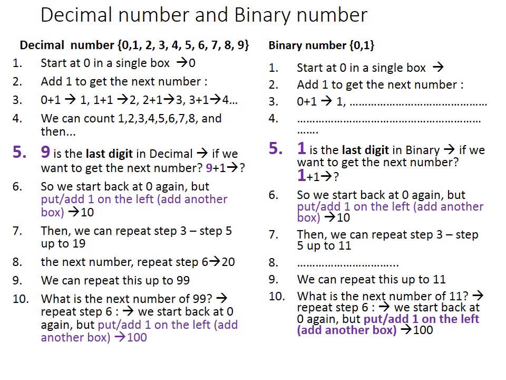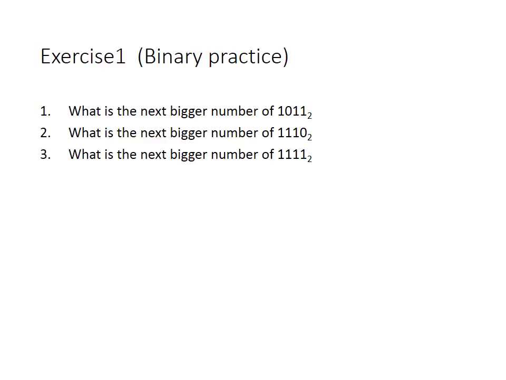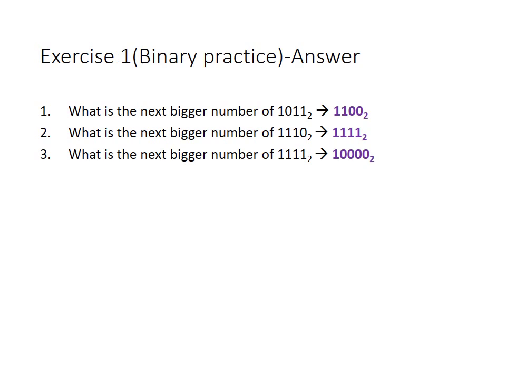Binary uses 2 numbers, 0 and 1. From 0, you add 1 to make the next bigger number, which is 1. 1 is the biggest number in one digit. To make the next bigger number, you have to expand 1 more digit. Then 10 is the next number. Adding 1, you can make the next bigger number, 11. Then 11 is the biggest number in 2 digits, so you have to expand 1 more digit and make the next number 100. With paper and pencil, practice this first. Then see the next slide for the answer. This is the answer slide for exercise 1.